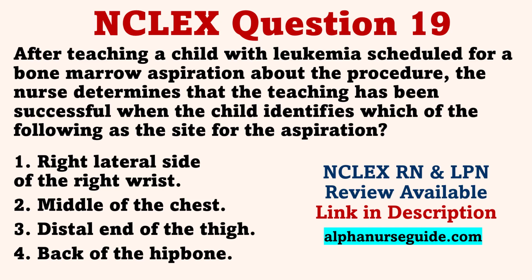The correct answer is 4. Although bone marrow specimens may be obtained from various sites, the most commonly used site in children is the posterior iliac crest, the back of the hip bone. This area is close to the body's surface but removed from vital organs. The area is large, so specimens can easily be obtained. For infants, the proximal tibia and the posterior iliac crest are used.